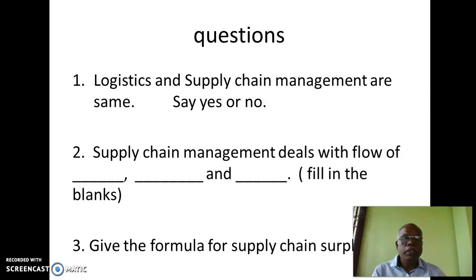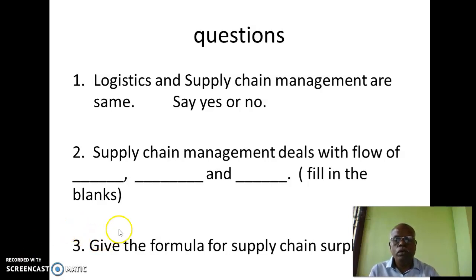Supply chain management deals with flow of dash, dash, and dash. So what is the answer? Flow of products, information, and funds. Give the formula for supply chain surplus. Supply chain surplus is equal to customer value minus supply chain cost.